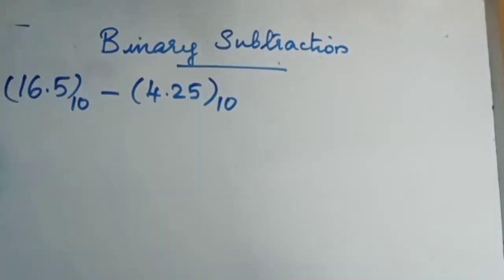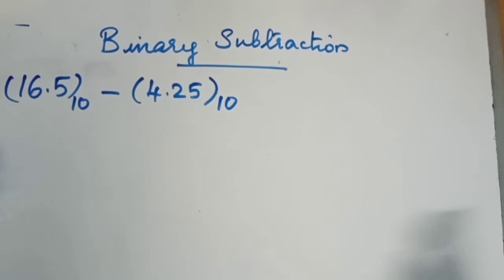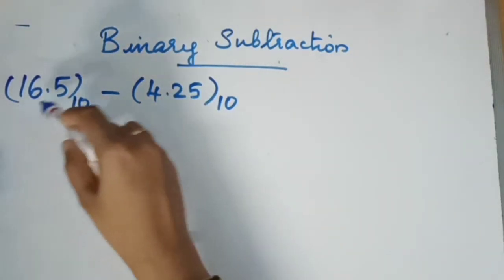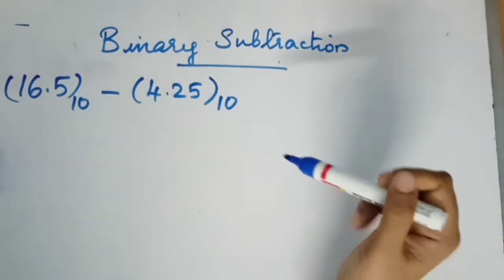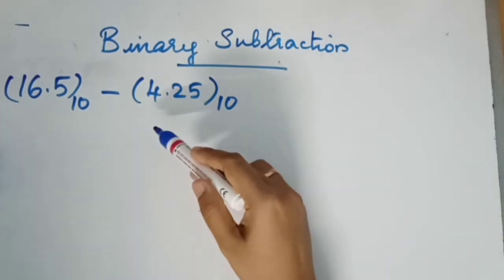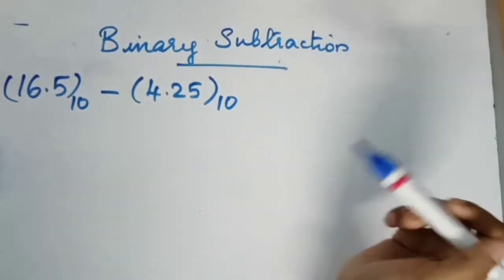Let's try an example of binary subtraction. The question is 16.5 in decimal minus 4.25 in decimal, and you have to subtract using binary subtraction. First of all, you have to convert 16.5 to binary, then 4.25 to binary. Then find the 2's complement of minus 4.25 and add these two.